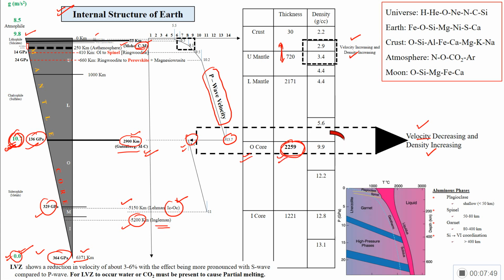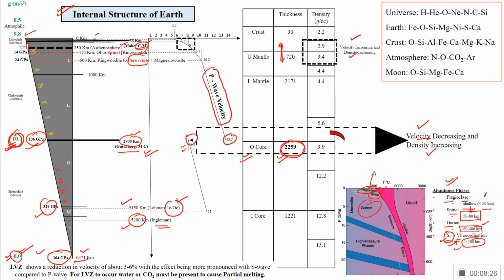And you can see the various types of aluminous phases. Plagioclase is dominant below 50 kilometer, then spinel is more stable around 50 to 80 kilometer. Garnet is stable around 80 to 400 kilometer, and above 400 kilometer silicon stays in six-fold coordination number. Plagioclase is stable at the very shallow depth, then spinel, then garnet.